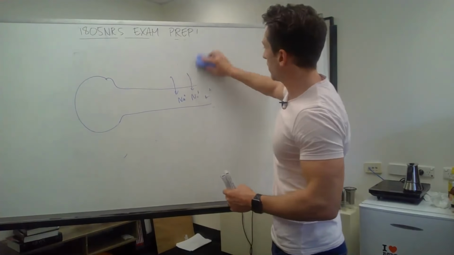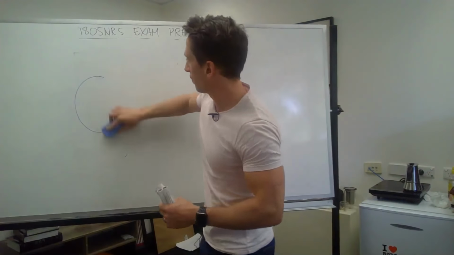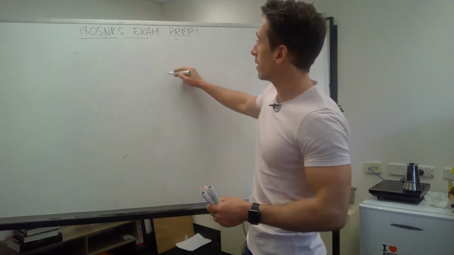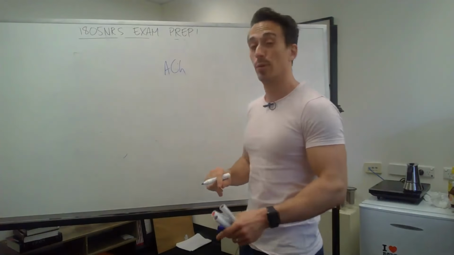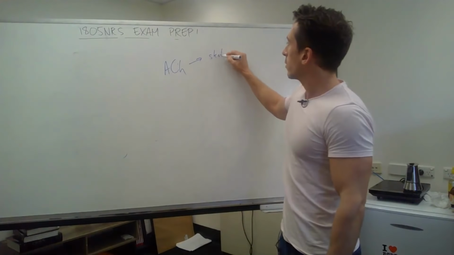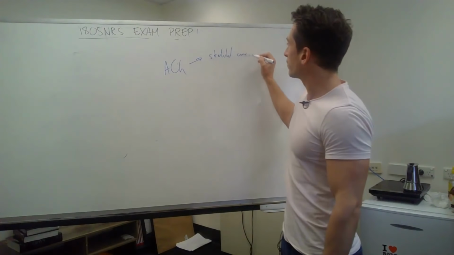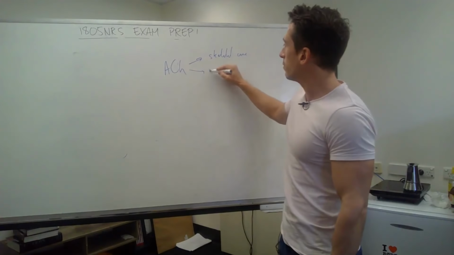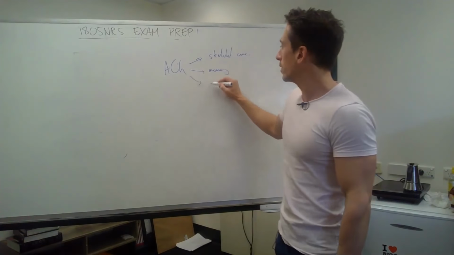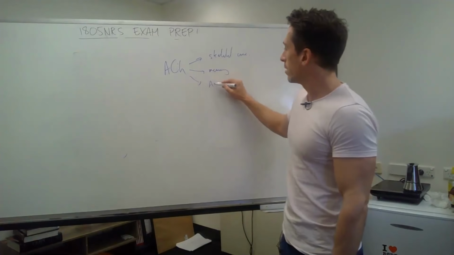When we look at the neurotransmitters, all you need to know really is this. Now write the full word. Don't forget that. Acetylcholine is abbreviated like that, but you need to write the full word to get full marks. Acetylcholine is involved in skeletal muscle contraction. Acetylcholine is involved in memory in the central nervous system. Acetylcholine is involved in the autonomic nervous system.